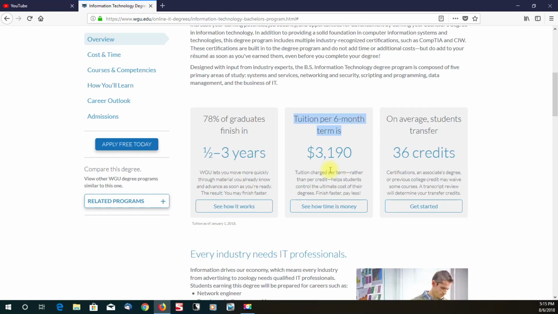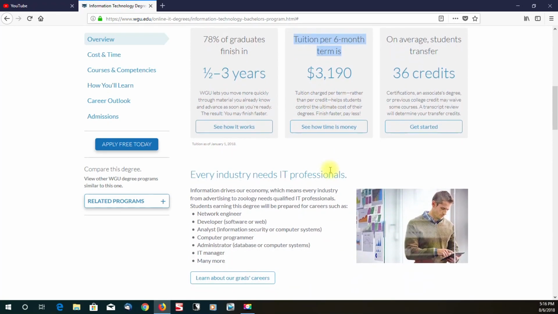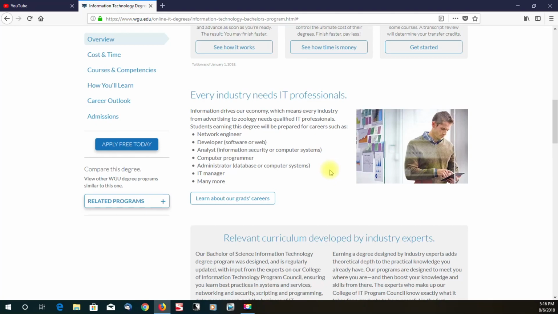Or you can take as many classes as you can handle, I should say. So if you want to take 12 in 6 months, you can definitely do that. That's how a lot of people knock these bachelor's degrees out real fast compared to a traditional brick and mortar college. And for $3,100, almost $3,200, that's really not bad. Flat rate, definitely not bad. Especially if you can get financial aid, hopefully some kind of grant, not a loan. We want to stay away from loans, don't want to be in debt. Scrolling down here, it says every industry needs IT professionals, and I definitely agree with that.